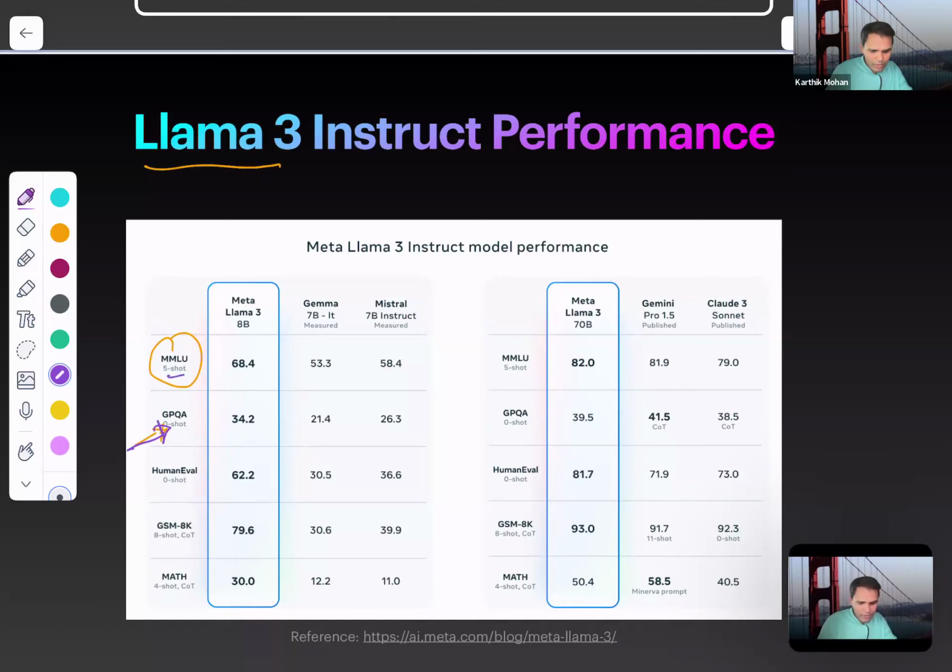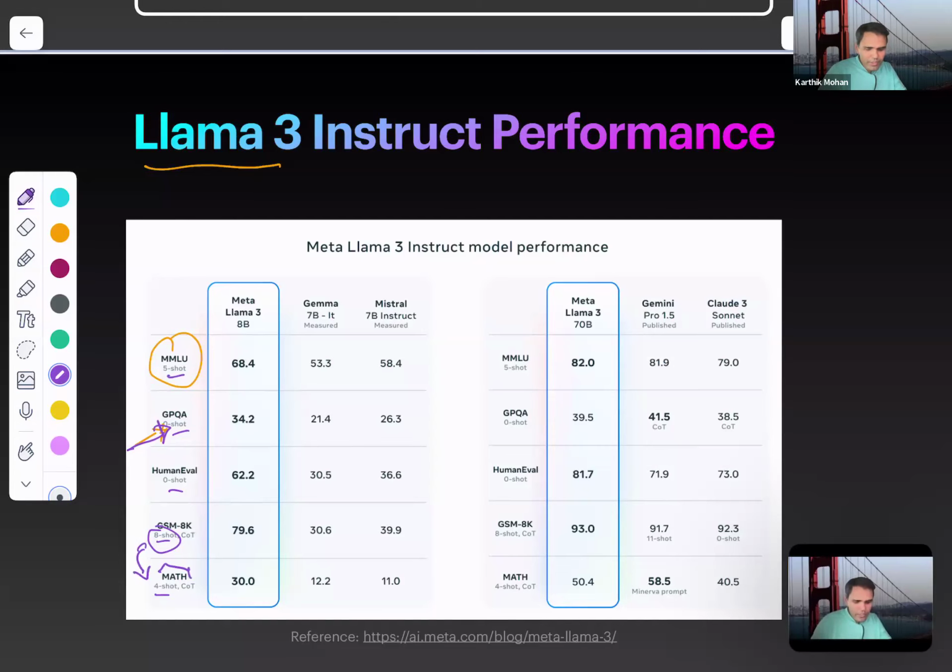The shots here refer to the number of examples given in the prompt before the LLM is asked to respond. For example, 8-shot means that 8 examples are given. GSM8K is grade school math. 8,000 grade school math questions should be easier for LLMs to get a right answer on as compared to MATH, which is more of a graduate-level math. And that's why you see the numbers here differ.